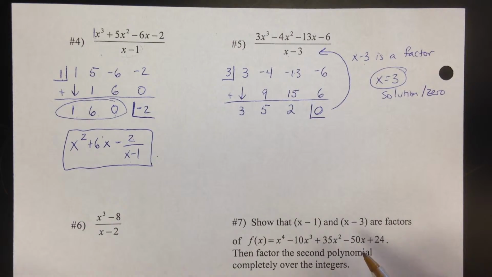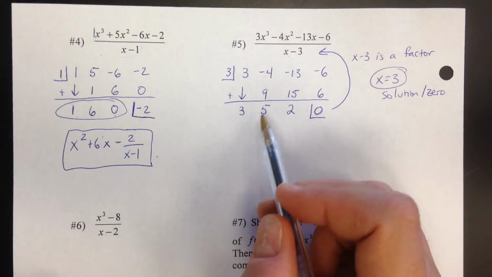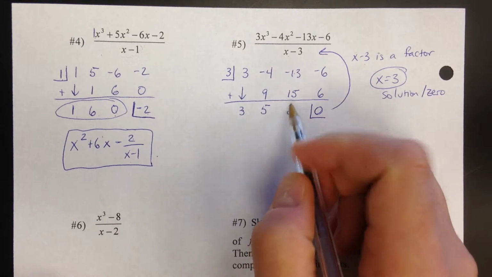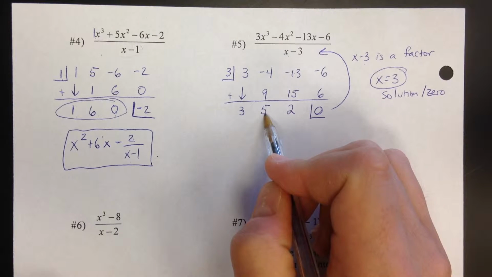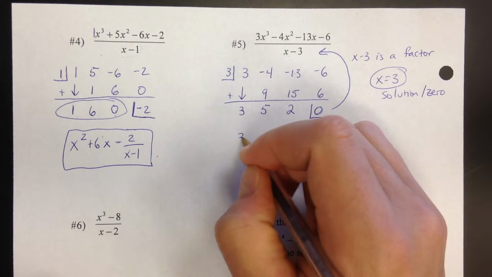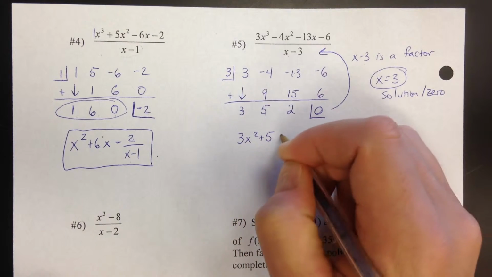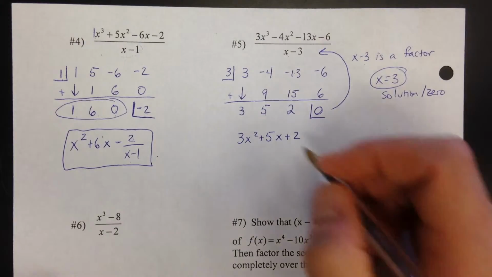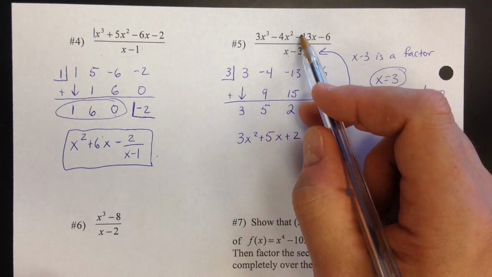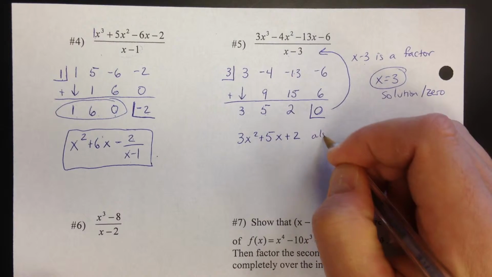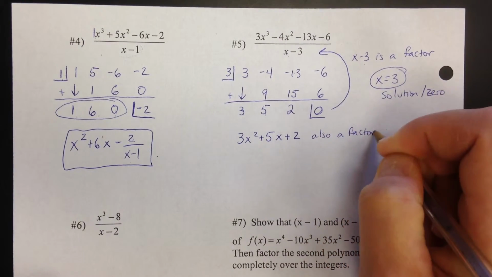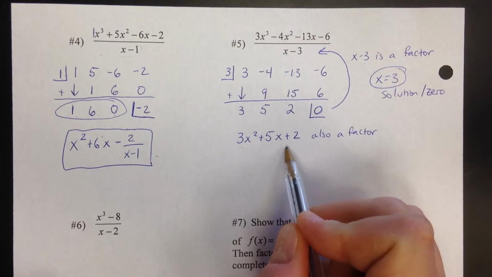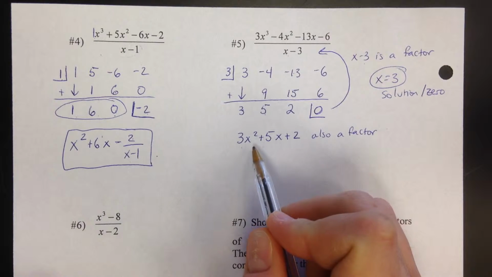Okay, now here's the thing. If I were to write this out, what's left over after the division is the constant 2, 5x, 3x squared. 3x squared plus 5x plus 2 is still there. Now that's also a factor. That also divides into this. So that's also a factor. The question is, can we break that down even further? Can we factor this? This is a trinomial. It's a quadratic. Can we factor that?